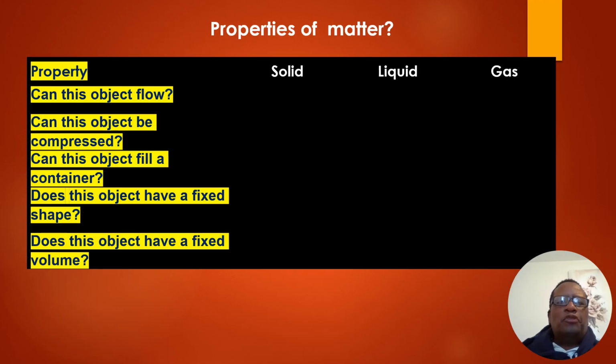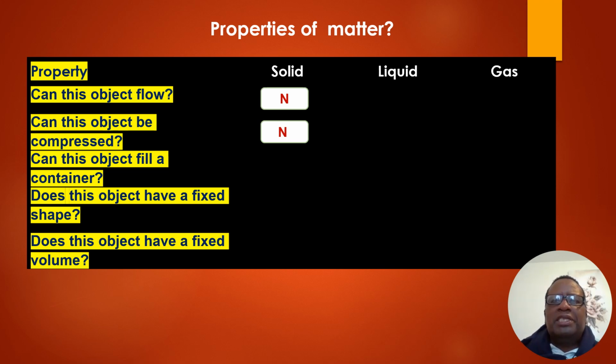Now, we want you to think about a few properties of these 3 states of matter. For example, in a solid, do you think solids flow? If I had a cup, does it flow? In the case of the solid, the answer is no. Can this object be compressed? The answer is no. I want you to pause the video and think about these properties for liquids and gases and solids as well. I'll give you some time to do that.